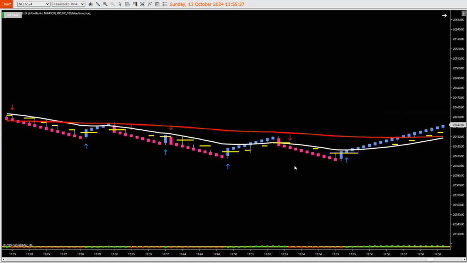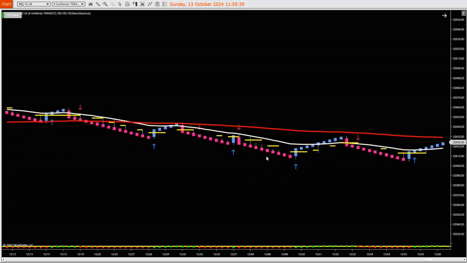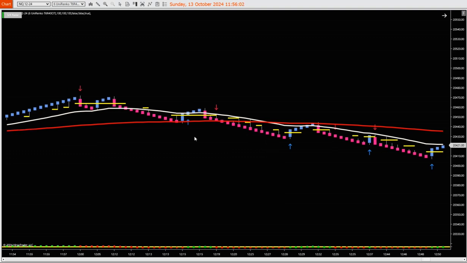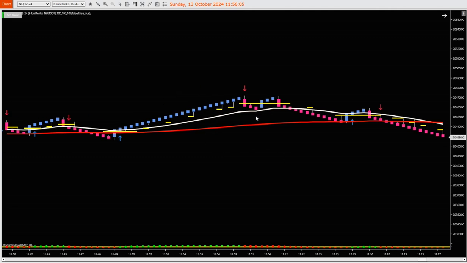Here, boom, take that candle. Take any of these candles. We got a yellow line printing, boom, take this candle. A yellow line printing, boom, take this candle. Yellow line printing, boom, take that candle. You're still good. You got 6 ticks here.